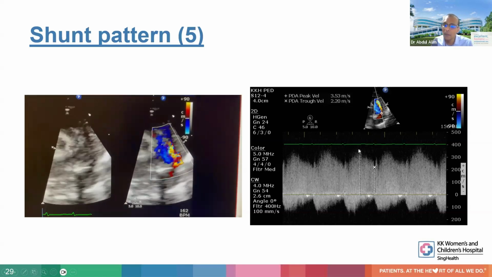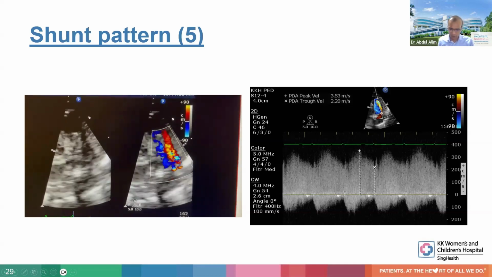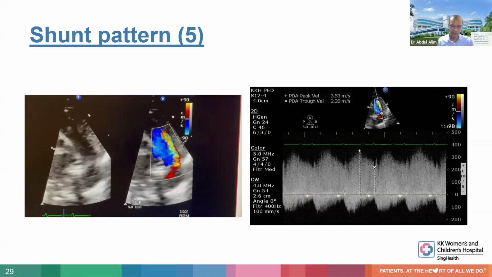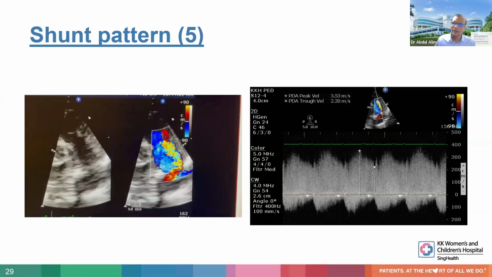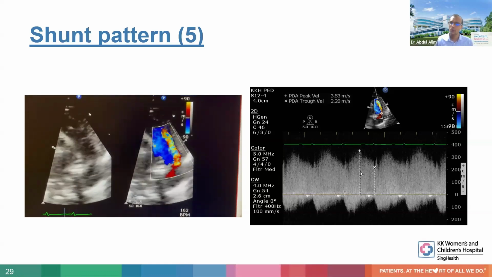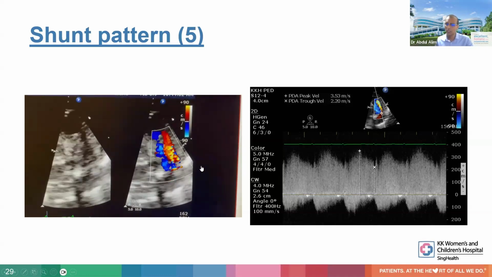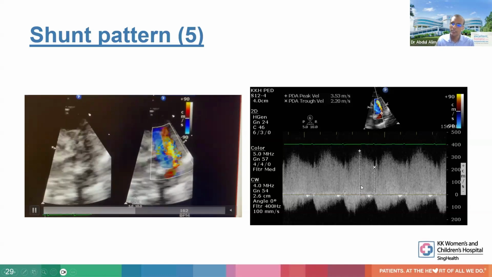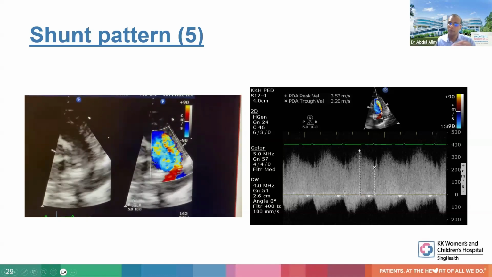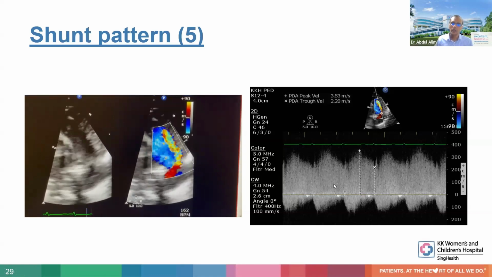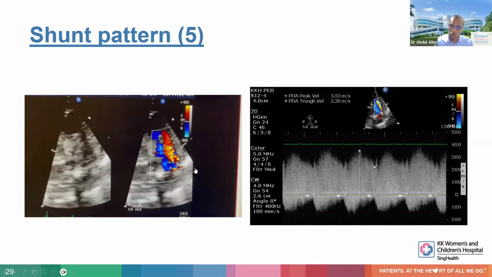The peak velocity is 3.5, and the trough velocity is 2.2. So 3.5 divided by 2.2 is 1.6. So the ratio is still less than 2, and this is actually a slightly restrictive PDA. The baby still had a loud murmur, because with this PDA you will definitely hear a loud continuous murmur. But the baby was actually stable on CPAP, and the baby is slightly bigger. So in this case, we managed this PDA conservatively, and the PDA closed spontaneously.